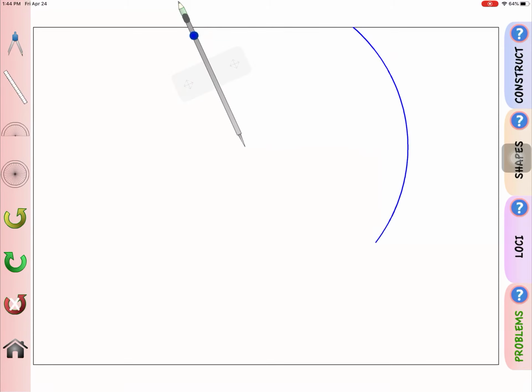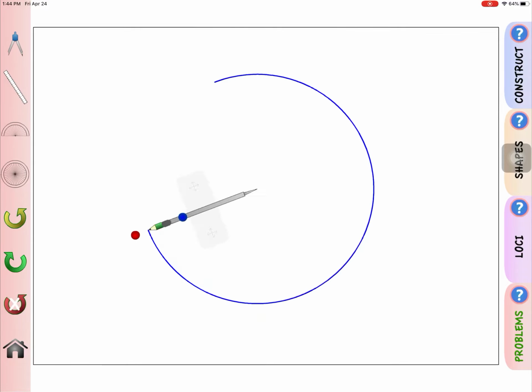Oh, that's too big of a circle. Let's reset that. Let's get this guy down a bit, and we'll move this point down a bit as well. Okay, so now we've got a nice big circle around here. Okay, and now what it's saying, draw a circle.